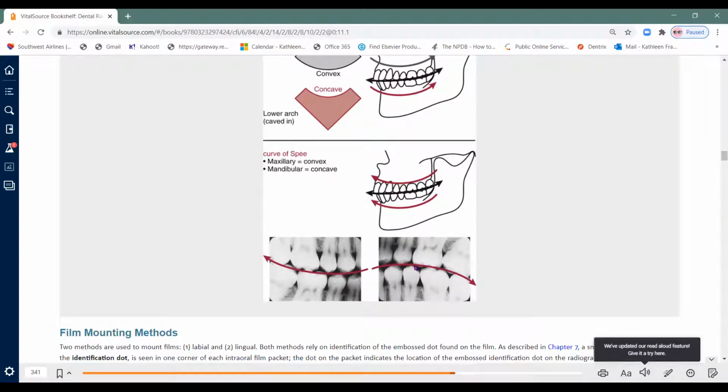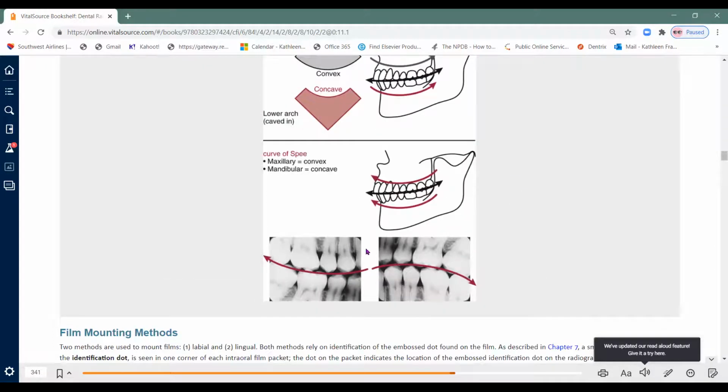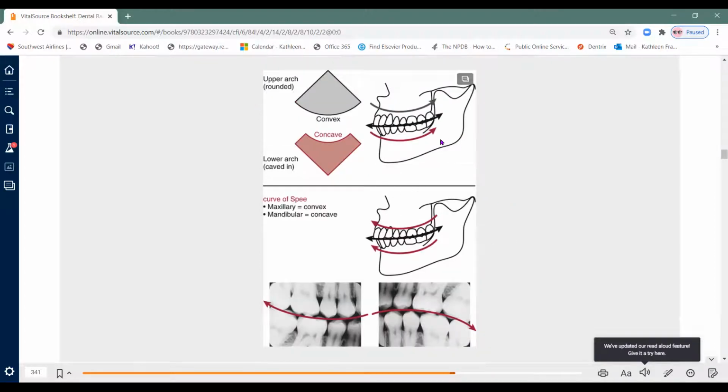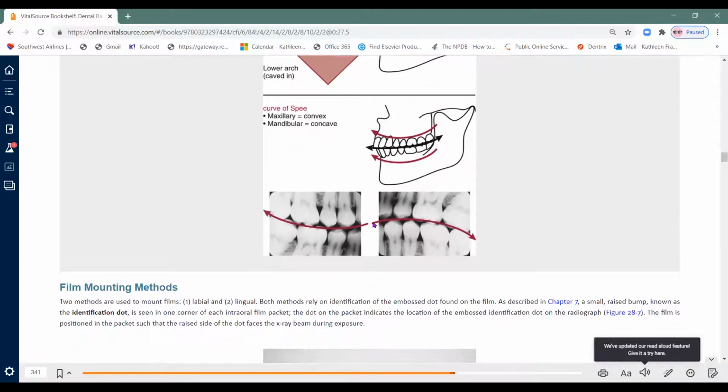So if I pull these x-rays up on my computer, I need to know where the curve of Spee is. So this is my bite wing x-rays. The curve of Spee, because our upper arch is rounded and our lower arch is concave, I would automatically know that my curve of Spee kind of is like a smile. So if I pull up these bite wings and it showed my curve of Spee going down, I would automatically know that I need to turn my x-ray with my smile going up.